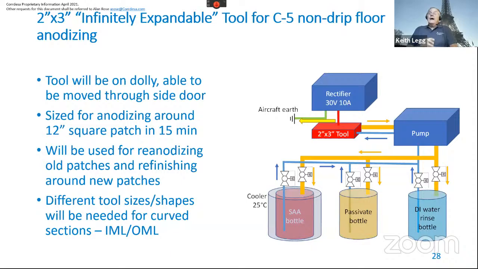So now we've let ourselves in for having to make a piece of equipment that does this in a reasonable time. But it's small enough to go through a small door on the side of this thing, so they don't have to lower that huge, great big tank door at the end. So in this case, we then have to make a tool that's a reasonable size that will do it. It will do the repair in 15 minutes. And so we're developing that for the floor, and there'll be different sizes and shapes if we need to do inner and outer mold lines on the outside of the aircraft.